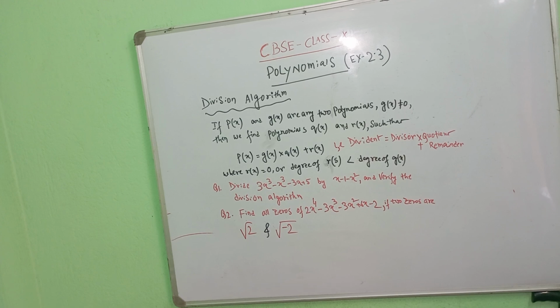This is the last class of the polynomial, that is exercise 2.3. Now this is about the division algorithm. Now we know that dividend is equal to divisor into quotient plus remainder. Now two questions are given.